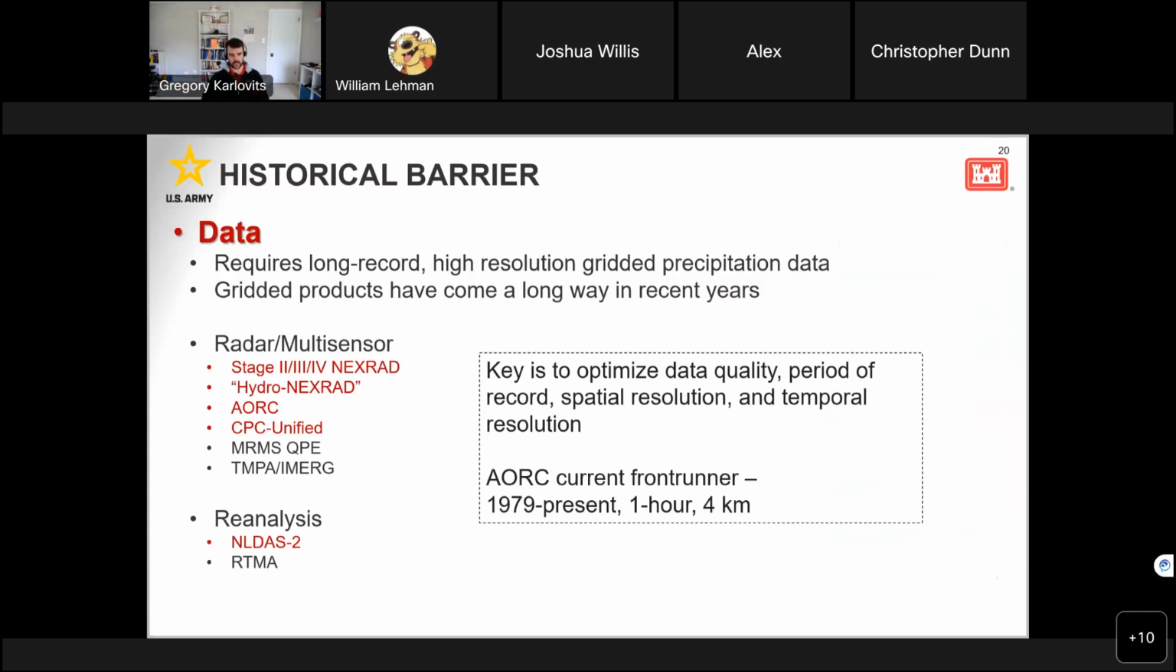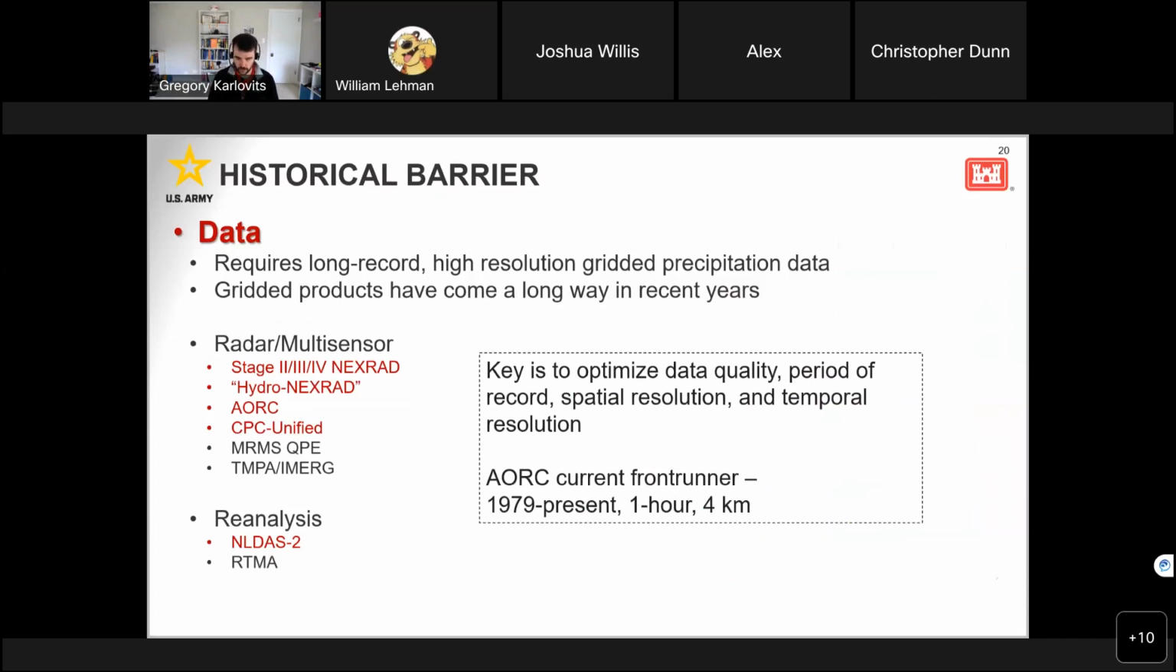And so here there's a number of data sets that are radar multi-sensor reanalysis. The ones in red have been used in a historical SST study. The other ones have not yet, but they are worth considering for some of these applications. But the key to all of this is optimizing the quality of the data, the period of record, and then our resolution of this data.